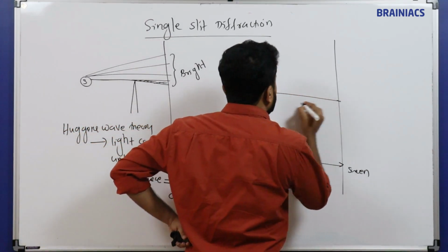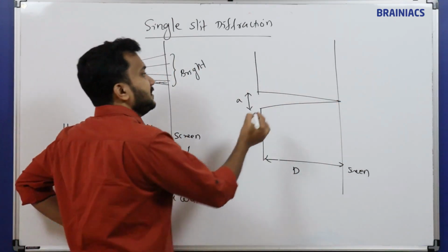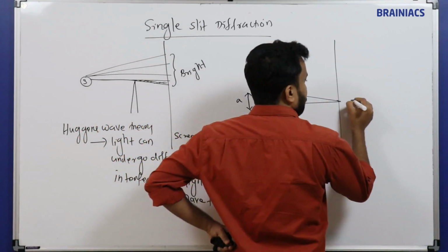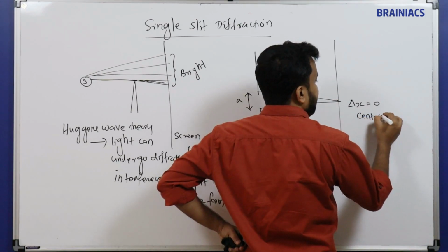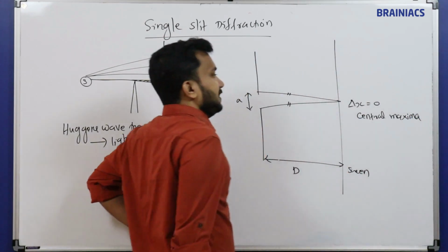What is the path difference at the center point of the light waves coming from these two sides? This distance is equal to this distance, so the path difference is equal to 0. Delta x will be equal to 0. We will get central maxima. This we have already seen from Young's double slit experiment.